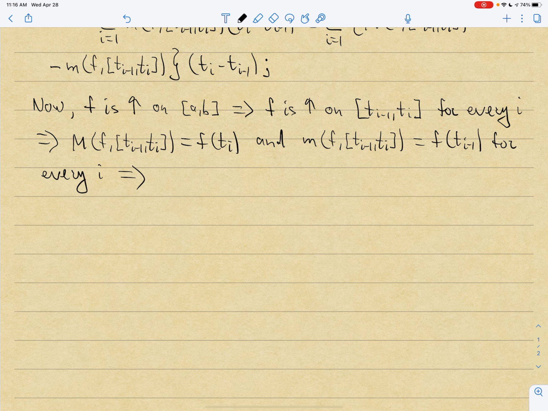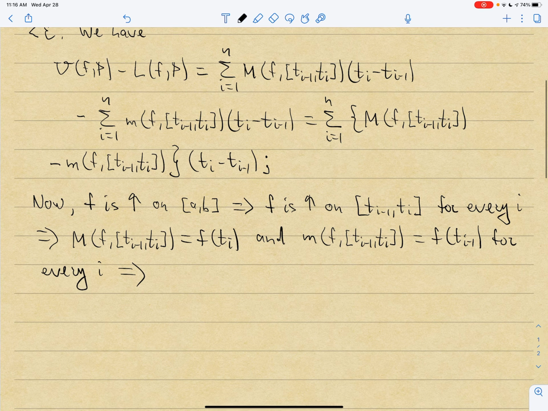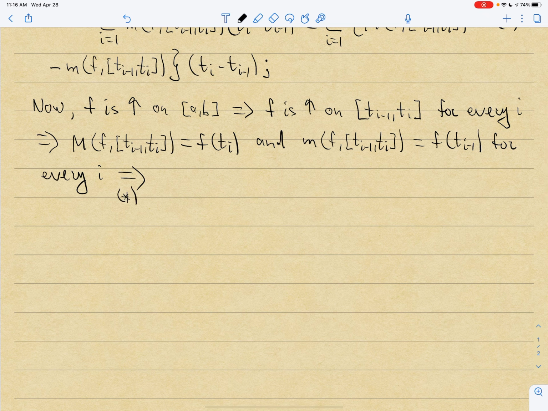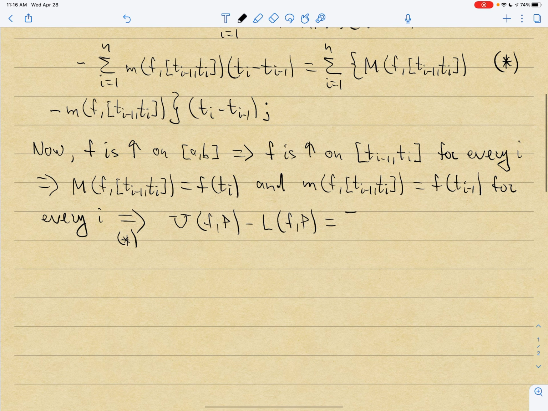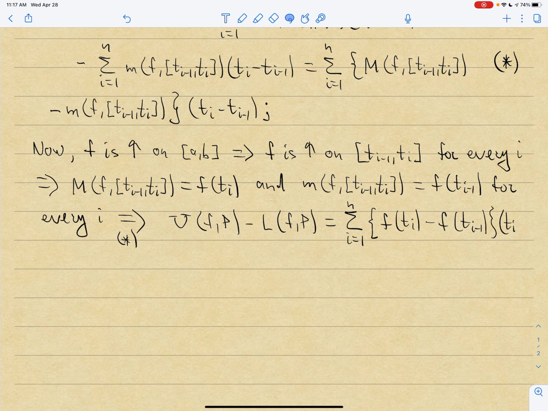Okay, so then from this, and from this computation here, which I'm going to label as star, we're going to have that U(f, P) minus L(f, P) is equal to the sum from 1 to n of what now? Capital M is f(t_i), lowercase m is f(t_{i-1}), and the whole thing is multiplied by t_i minus t_{i-1}.